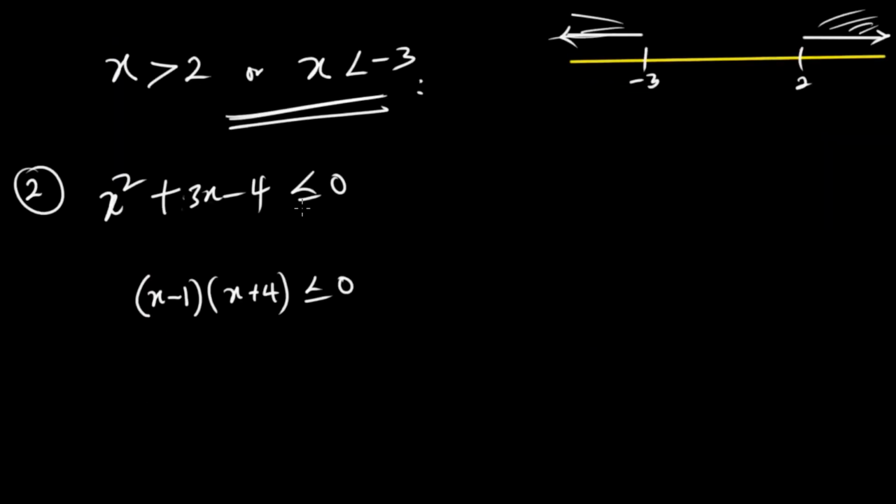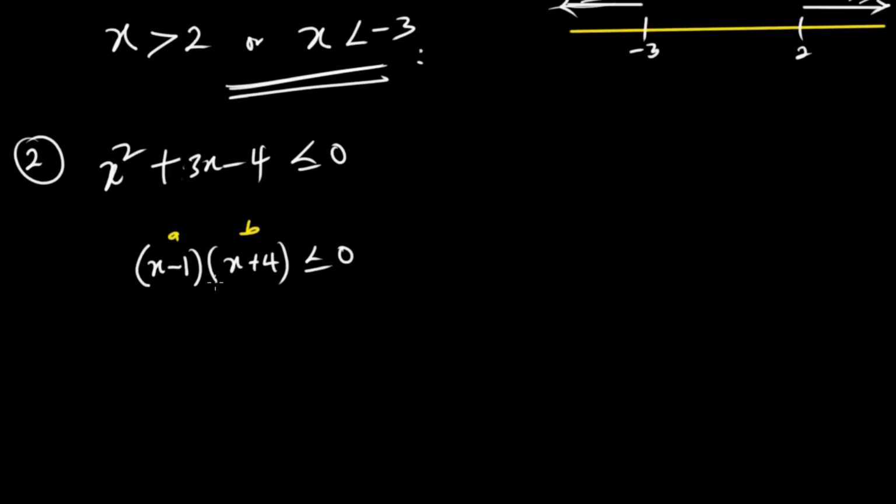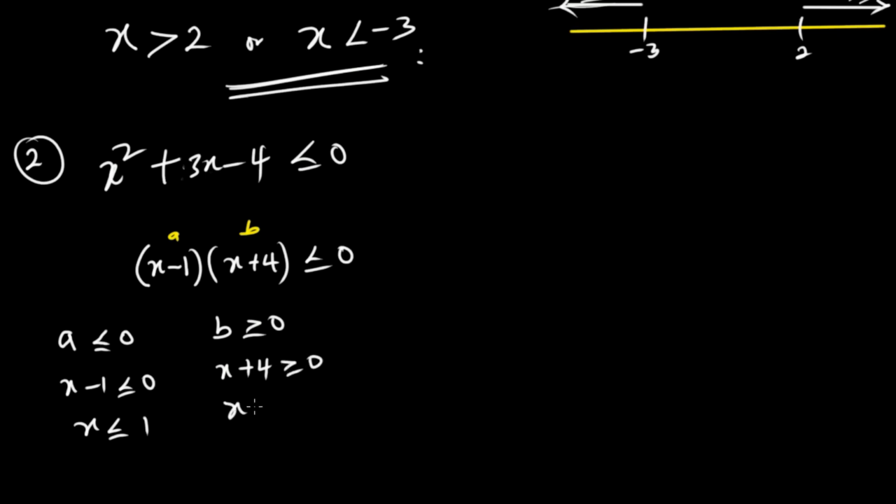So again, if this is my a and this is my b, the first condition is that a is less than or equal to 0 in this case, because we have less than or equal to. So I will simply have x minus 1 less than or equal to 0, and then we have x less than or equal to 1. And we have b. If a is less than 0, we are going to have b greater than or equal to 0. So we have x plus 4 greater than or equal to 0, and here we have x greater than or equal to negative 4.